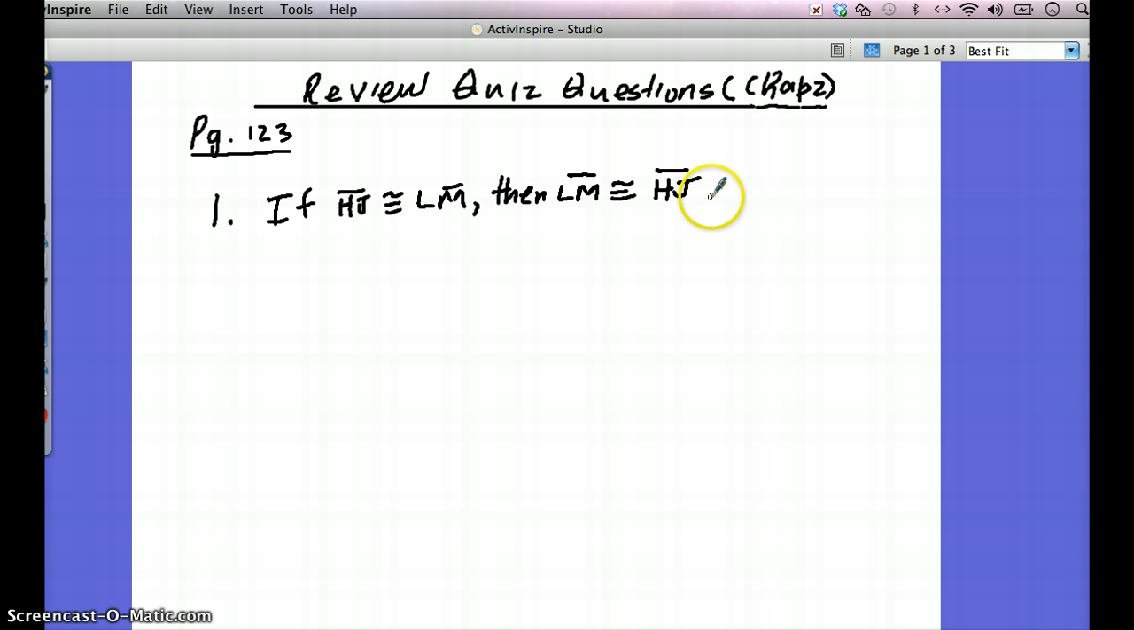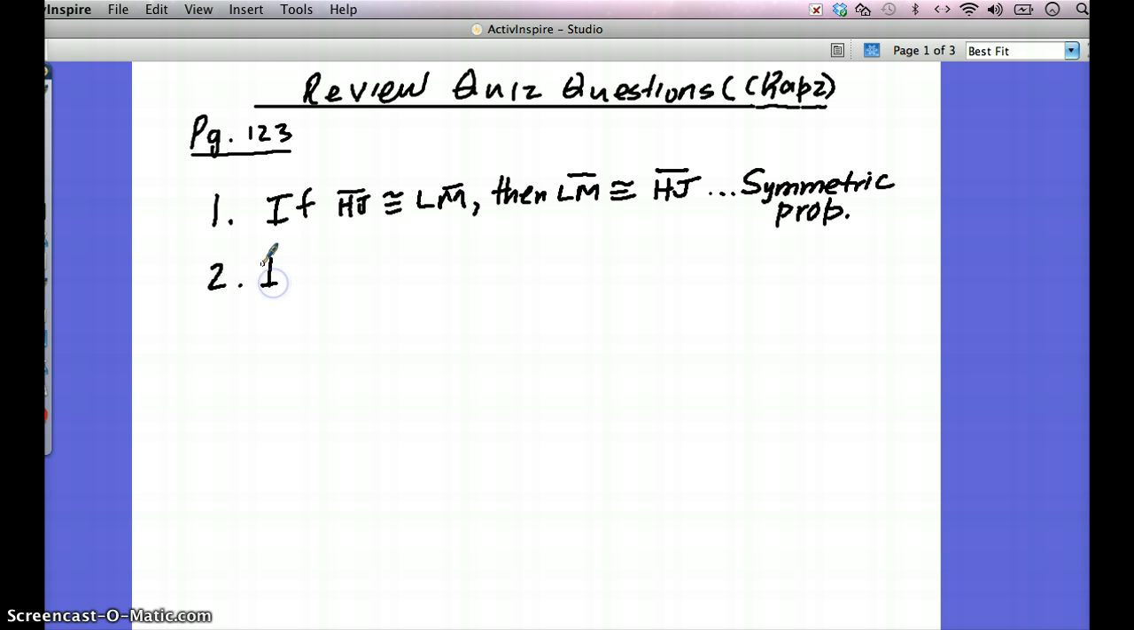I feel very confident that many of you, or all of you, would know that this is switching them around, and this is a symmetric property. Symmetric property. And when you do your proof, I'd like you to write it out at least like this, symmetric property. Let's go ahead and look at number 2. Number 2 says if angle 1 is congruent to angle 2 and angle 2 is congruent to angle 4, then angle 1 is congruent to angle 4.